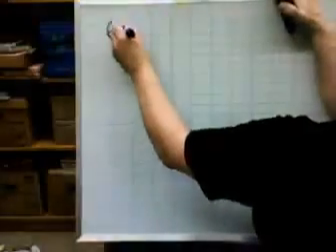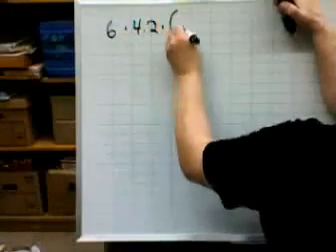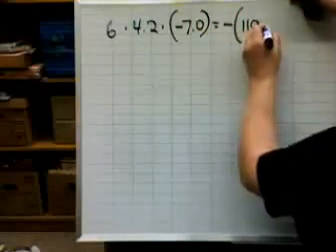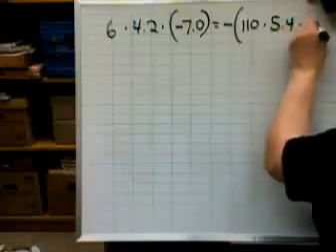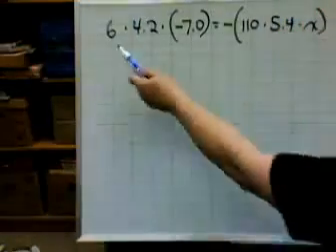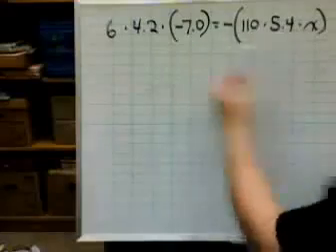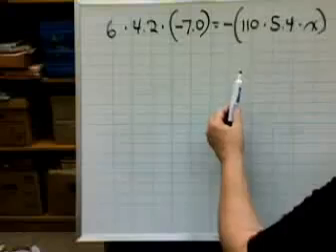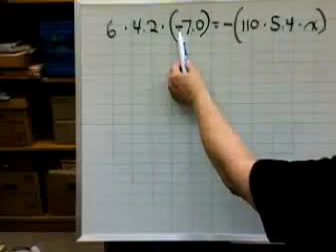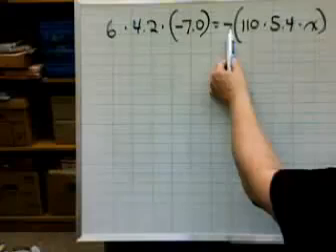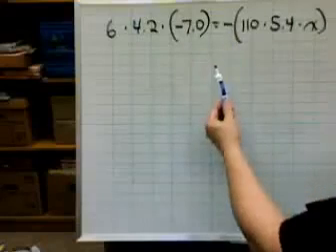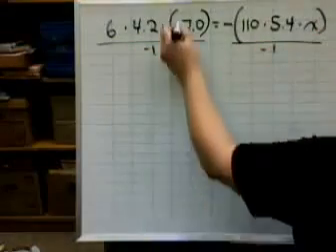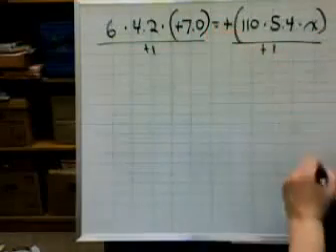Okay, this is the one that I really am having issues with. So we've got 6 times 4.2 times negative 7.0 equals negative 110 times 5.4 times x. So we look at the relationship of all of these, and they're all multiplied. So all the numbers are concatenated. They're like a string of beads. And even though this negative 7 is a result of measurement, and this negative here is a result of theory, we've just got a minus on both sides. And so you just divide both sides by -1, and then this becomes positive, and this becomes positive.